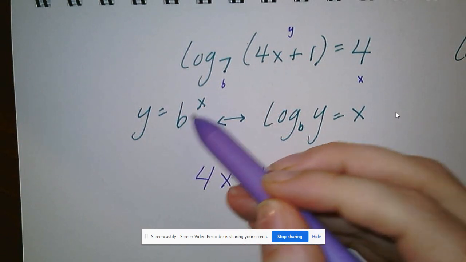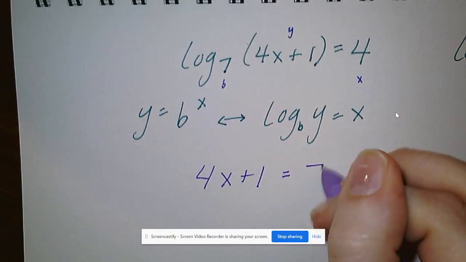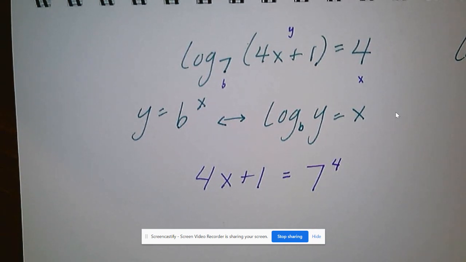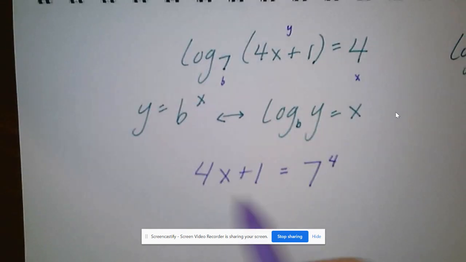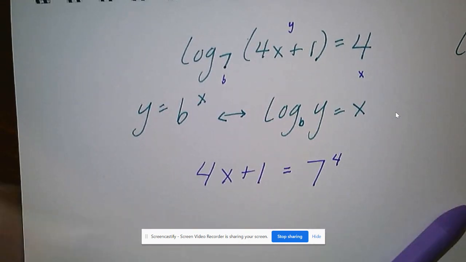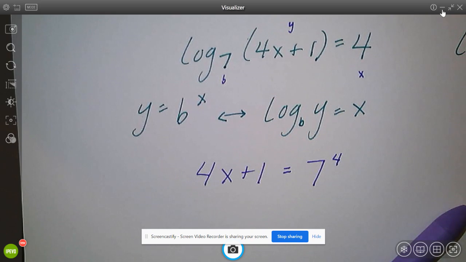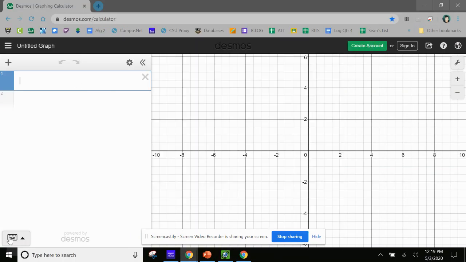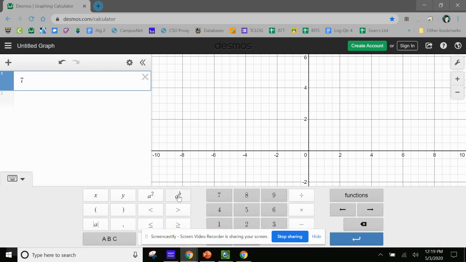So y equals the base to the power of x. My y was 4x plus 1, my base was 7 and my x was 4. Okay, so this helps us because 7 to the 4th power is actually a number. I don't actually know what that number is, but we're going to find it right now. So 7 to the 4th power. We're going to go into Desmos. I've got 7, and I'm going to use this a to the b because that's how you get a power other than 2. And I'm going to put 4. So that gives me 2,401.